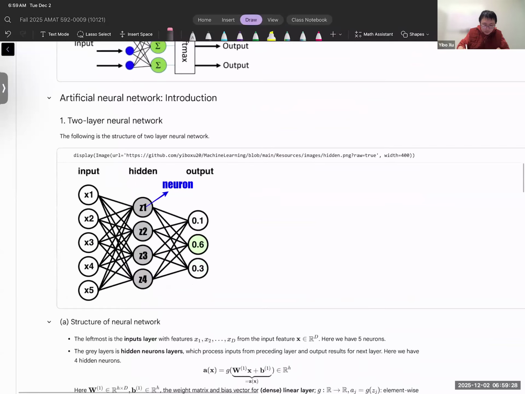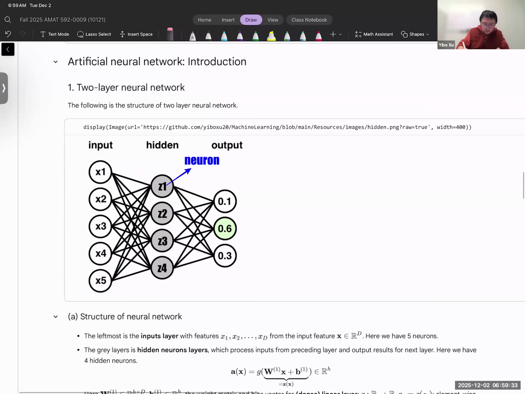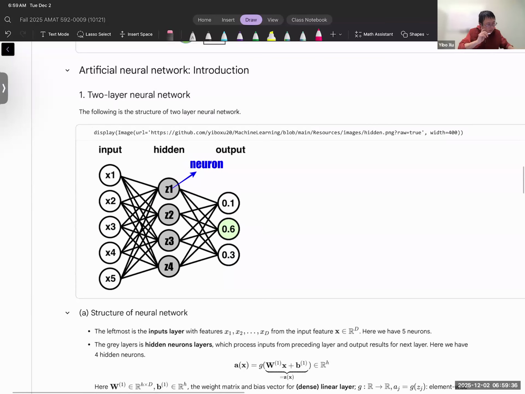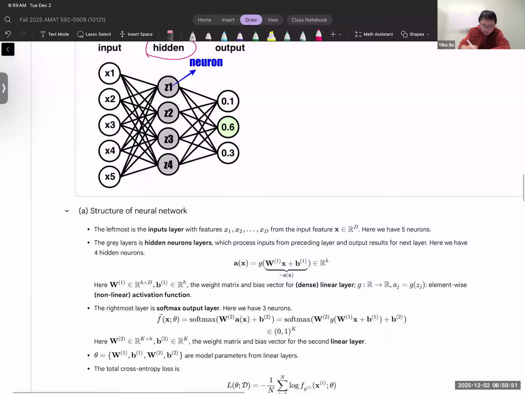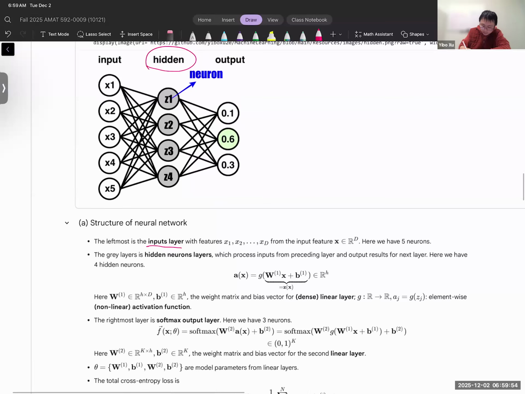So let's see, we have a two-layer neural network. What do we have? We have the inputs, we have the hidden layer, and we have the output layer. In this example we have the input layer with x1 to x5, so d equals 5 in this particular figure. The gray ones are the hidden neurons. We have one hidden layer and one upper layer. Here we have four nodes, so this H value is 4.